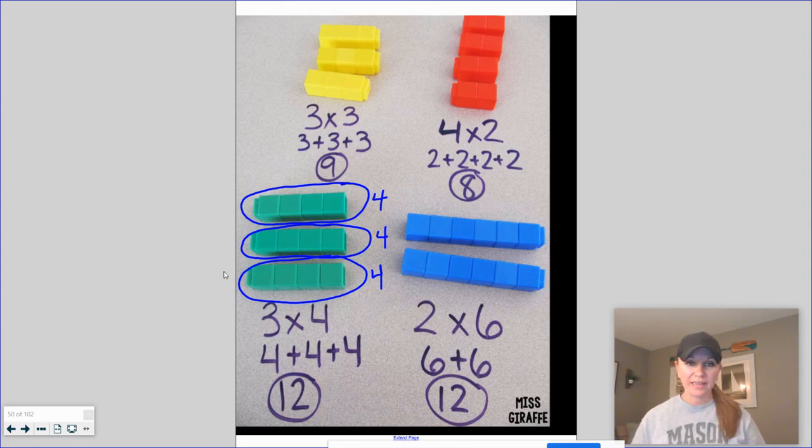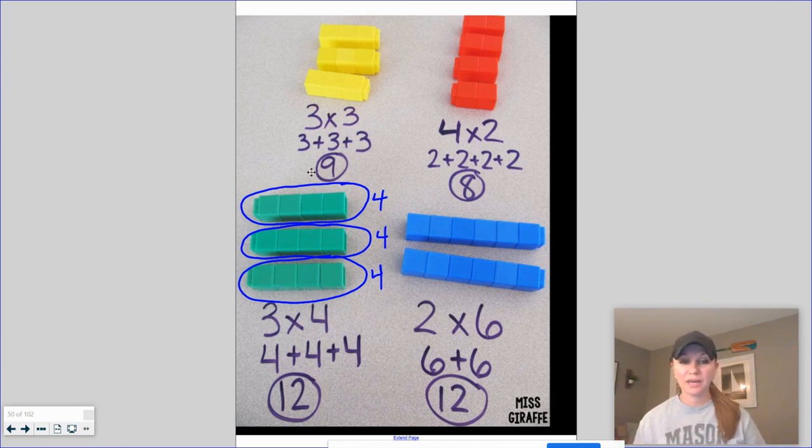All right, let's go to the green snap cubes here. We've got 3 rows of green cubes, and they're circled in blue so you can see those rows a little better. Off to the side, you can see that each row has 4 snap cubes. So I'm going to take 4 plus 4 plus 4, and that would be my repeated addition. That would help me figure out 3 times 4. I've got 3 groups of 4, and 3 times 4 would equal 12, right? 4 plus 4 equals 8. 8 plus 4 equals 12.